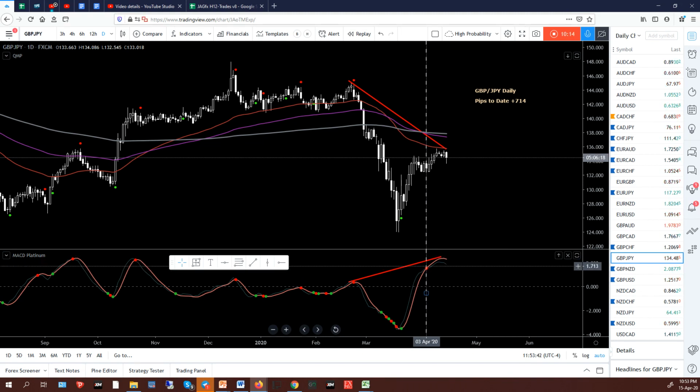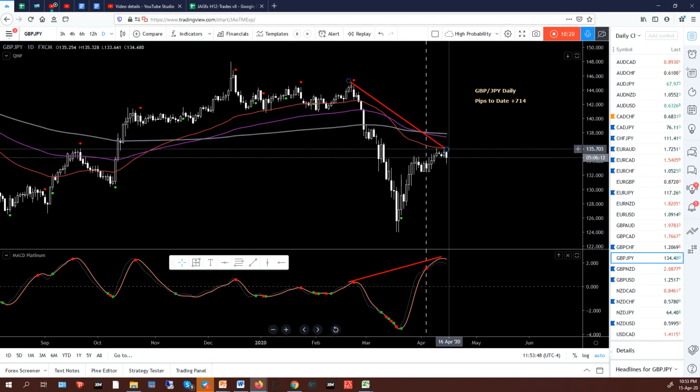There's the warning, there's the MACD Platinum red dot. MACD Platinum starting to roll over. Price starting to lose momentum, got to the MA, starting to possibly head down.